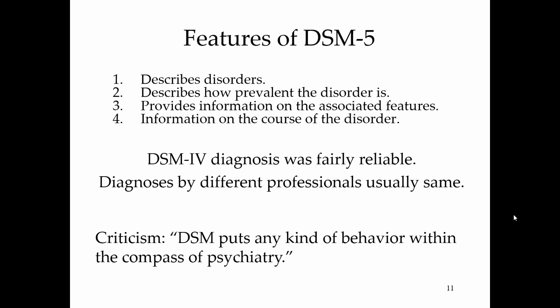Now here's a criticism of the DSM, and this applies to both DSM-4 and DSM-5. Some criticize that the DSM puts any kind of behavior within the compass of psychiatry. So if we have a person who's having some sort of difficulty, there's almost always a way to come up with something in the DSM that we can pin on that person as a diagnosis. And some would suggest that there are things in there that maybe should not be considered psychological disorders.